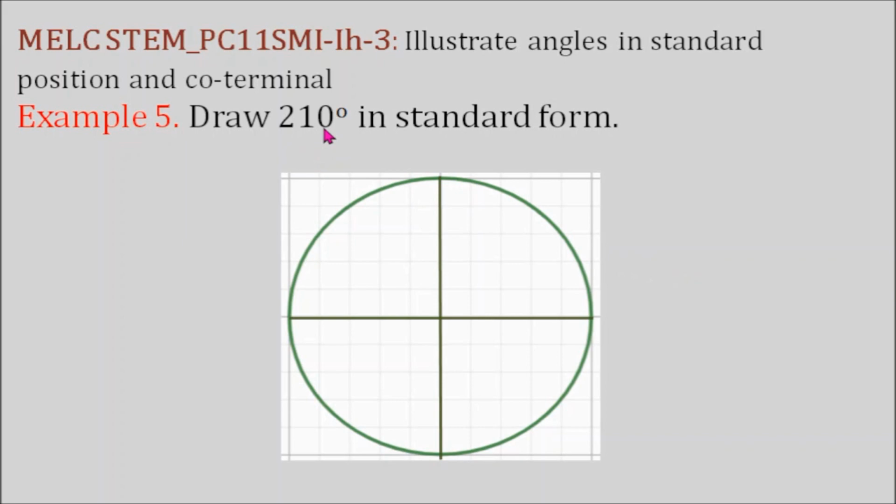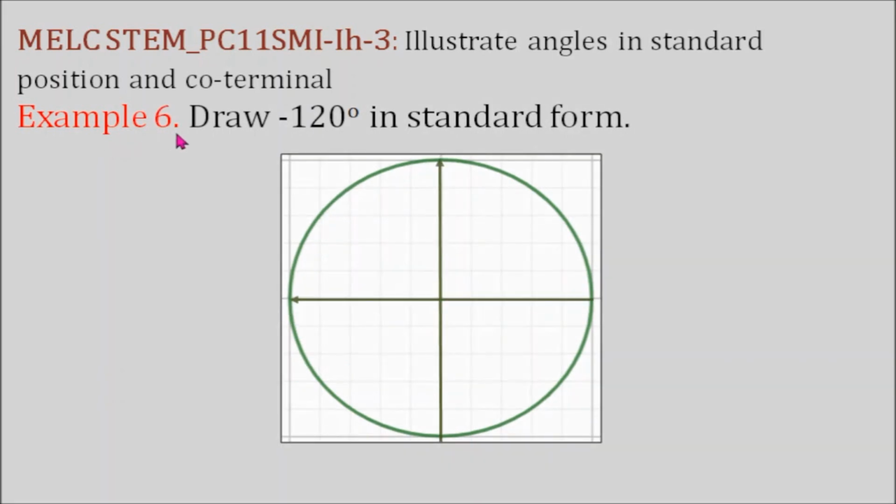Draw 210 degrees in standard form. The vertex should be here, one of the rays should be here, and then 210 degrees. From here to here is 180, so that means 30 more. So this is our angle, 210 degrees.